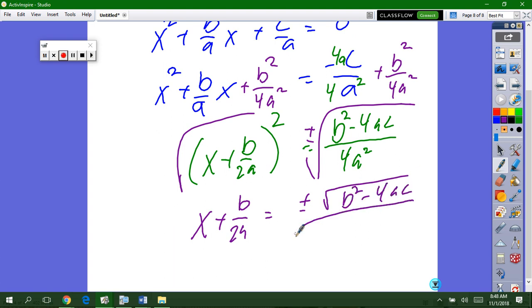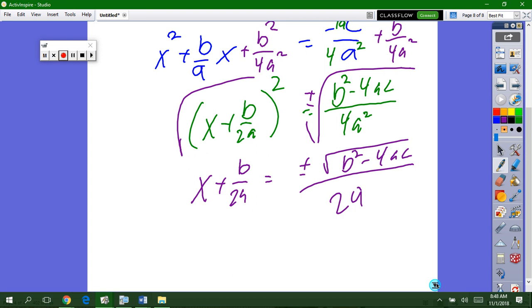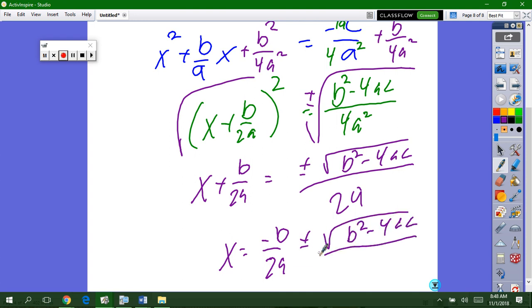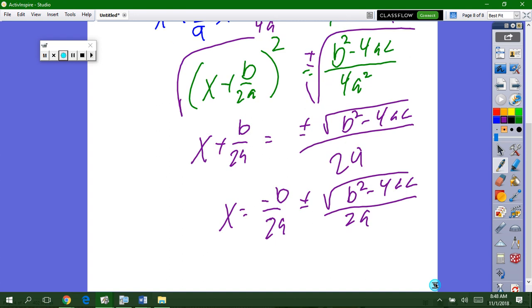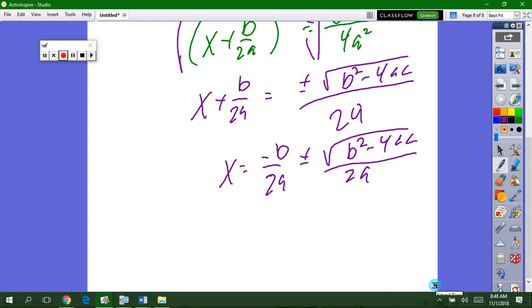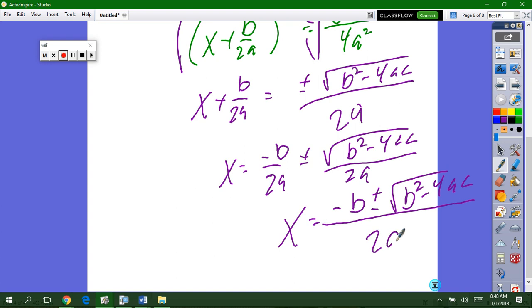What's the square root of 4? What's the square root of a squared? Right there. And I want to solve for x, so what do I do? X equals negative b over 2a plus or minus square root of b squared minus 4ac all over 2a. They have a common denominator, don't they? So what can we do? X equals negative b plus or minus square root of b squared minus 4ac all over 2a. That's where it comes from.